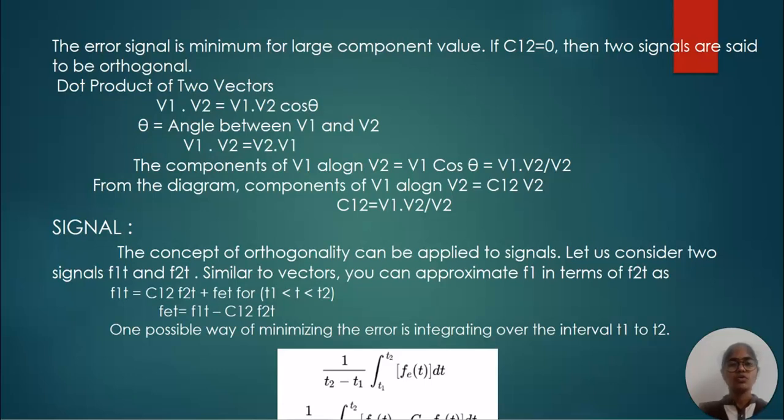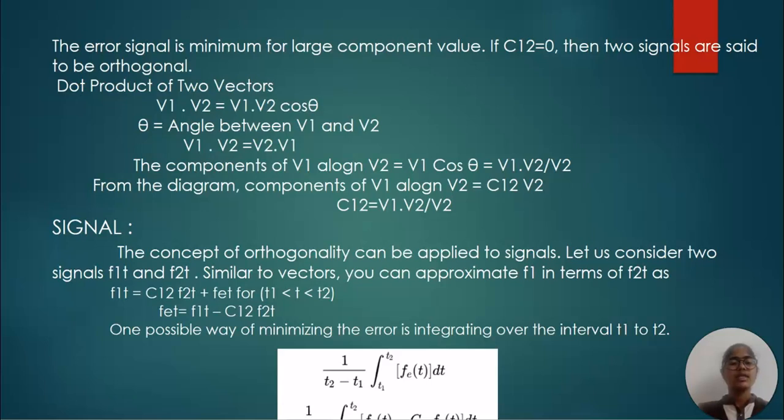Dot product of two vectors: V1 dot V2 equal to V1 V2 cos theta. Here theta is the angle between the V1 and V2 vectors. V1 dot V2 equal to V2 dot V1. The component of V1 along V2 equal to V1 cos theta equal to V1 dot V2 by V2. From the diagram, the component of V1 along V2 equal to C12 V2. Here C12 equal to V1 dot V2 by V2.